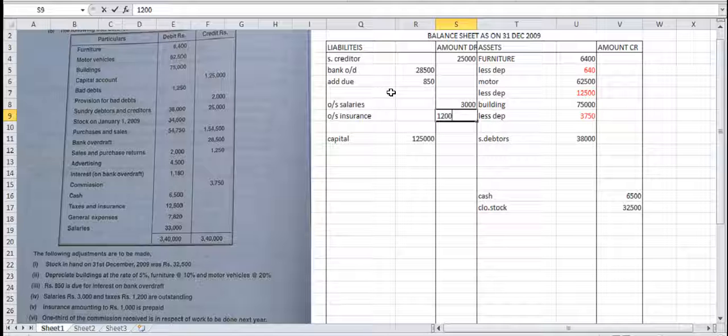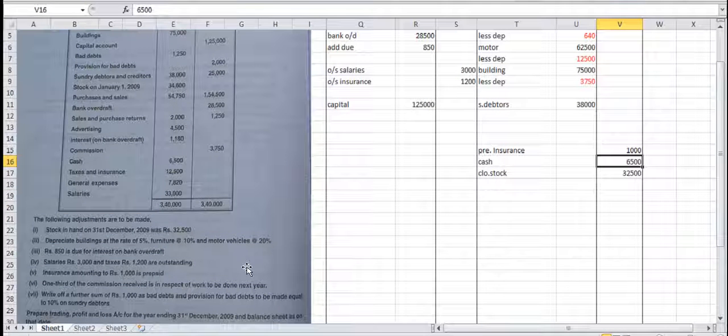Okay. Now insurance amounting 1,000 already prepaid. Prepaid means all prepaids come under assets. Prepaid insurance is 1,000, directly put outside. Now one third of the commission will be taken next year. Write off bad debts is how much?